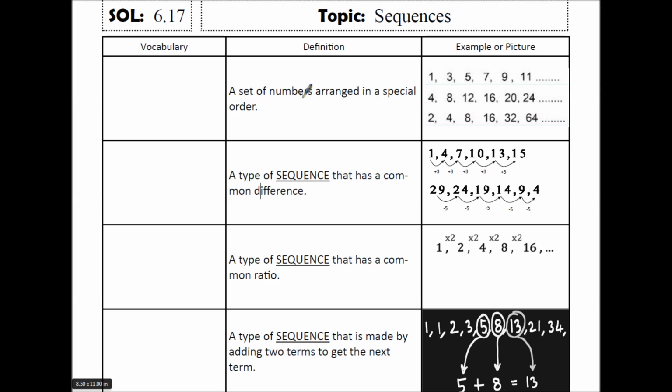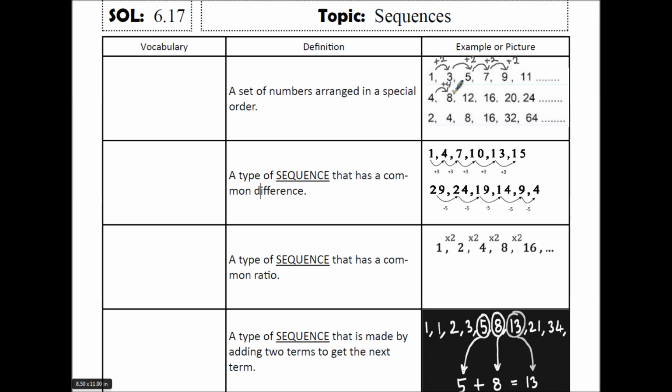A set of numbers arranged in a special order. So in this pattern, we see that going from the first number to the second number, we add 2. And so 1 plus 2 is 3, 3 plus 2 is 5, 5 plus 2 is 7, and 7 plus 2 is 9, and 9 plus 2 more would get the last number in this pattern, or 11.